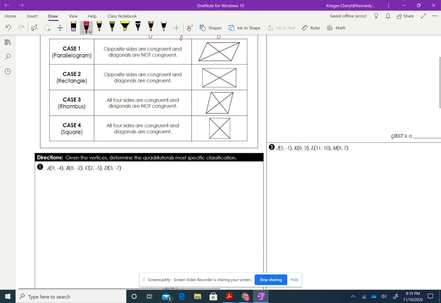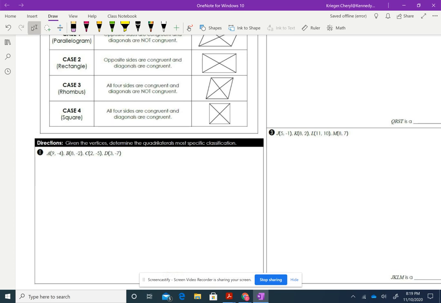Okay, so here we are, number 1. We are going to do the distance formula, and you guys know that distance formula is equal to the square root of the difference of our x's squared, x2 minus x1 squared, plus the difference of our y's squared, y2 minus y1 squared. And let's apply this to all four sides of my quadrilateral ABCD to figure out what it is. So we have side AB, side BC, side CD, and side DA.